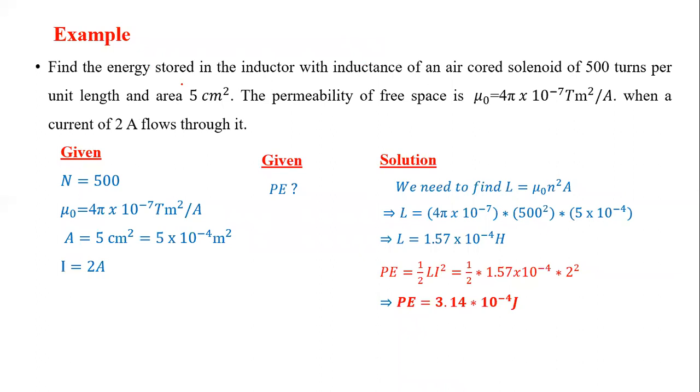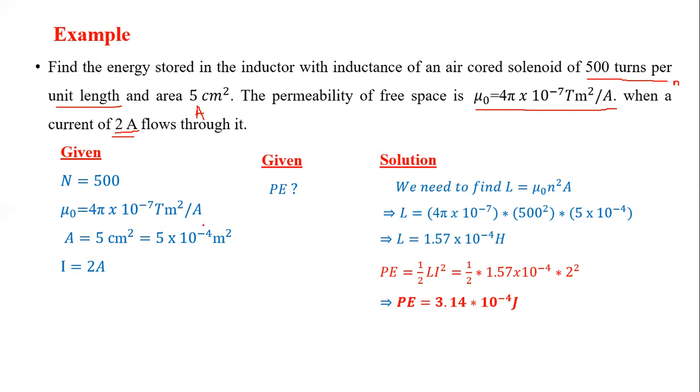Okay, let's take one example on this. Find the energy stored in the inductor with inductance of a coiled solenoid, where the turns per unit length is n, the area is A, and the permeability is mu, when a current of 2 ampere flows through it.